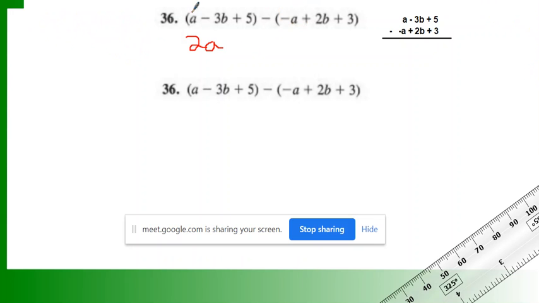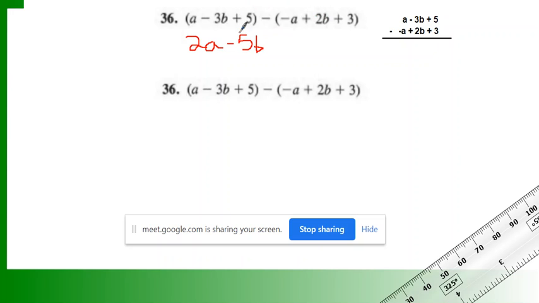Negative 3 minus 2. It'd be negative 5b, right? So negative 5b, because negative 3 minus 2 is negative 5. So negative 3b minus 2b is negative 5b.